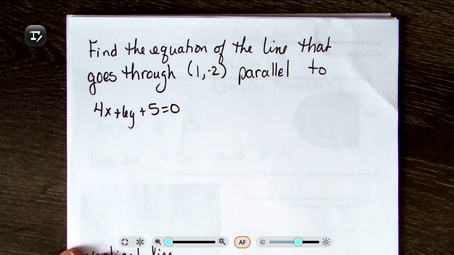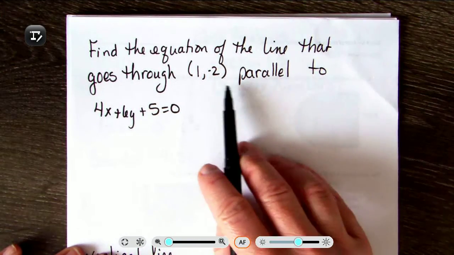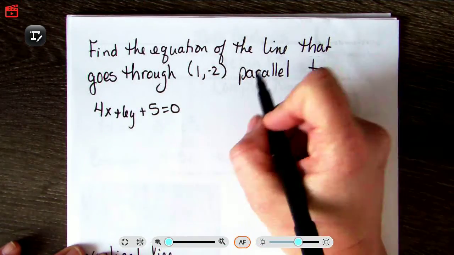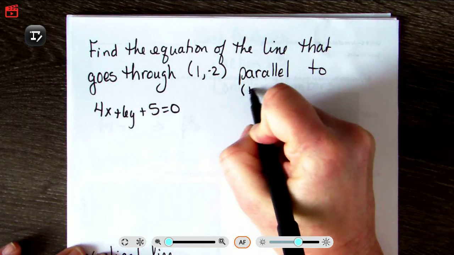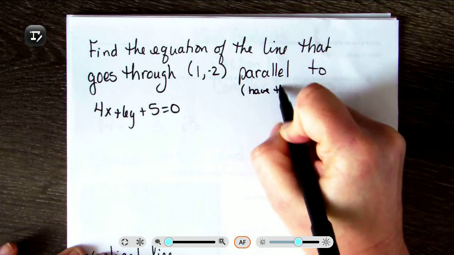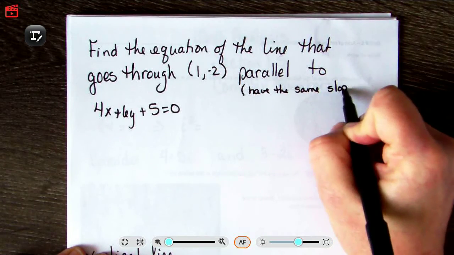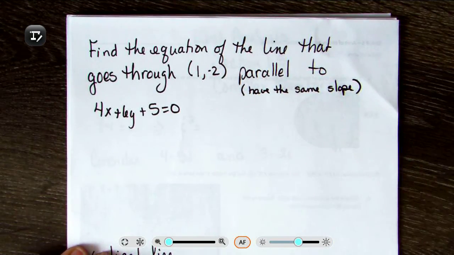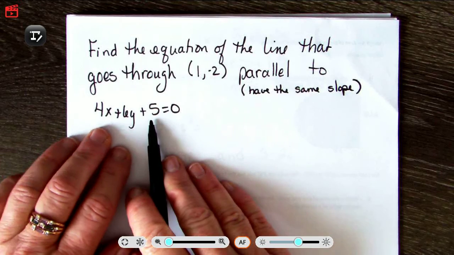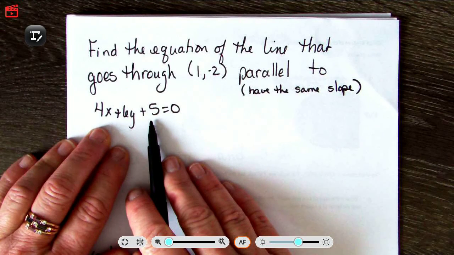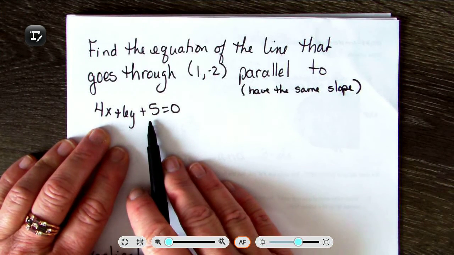So if you can remember, we have slope-intercept, we have point-slope. I'm going to use the point-slope form in this problem to help me. But first I need the slope. So if two lines are parallel, they will have the same slope. So what I need to do is find the slope of this thing and realize that the line I'm coming up with will have its same slope.